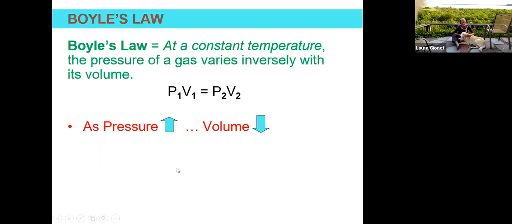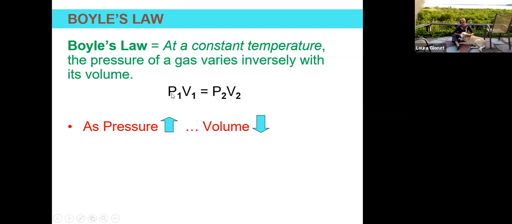Right? And that takes us to Boyle's Law. It says at a constant temperature, the pressure of a gas varies inversely with its volume. So just try to picture it this way. If P1 V1, which is your starting pressure and volume, equals what you end with, P2 V2, that's what that means. All right, so let's just look at P1 V1.